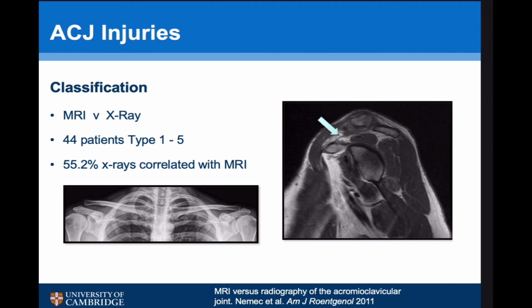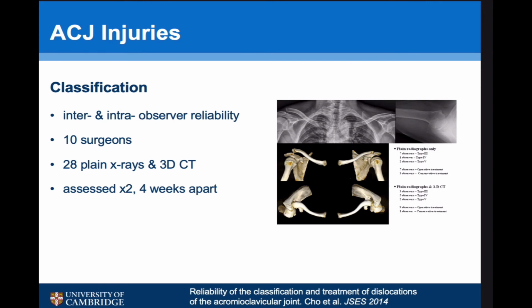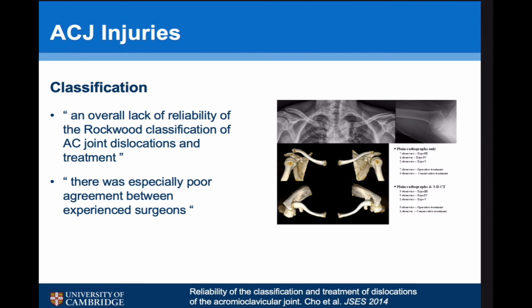This study looked at the inter and intra-observer reliability of using the Rockwood classification. They had 10 surgeons, there were 28 plain X-rays, and they used 3D CT scans to confirm the actual position of the bone. So these surgeons assessed these X-rays twice, 4 weeks apart. What they concluded from the study was that there was an overall lack of reliability of the Rockwood classification of AC joint dislocations and their treatment, and there was an especially poor agreement between experienced surgeons.